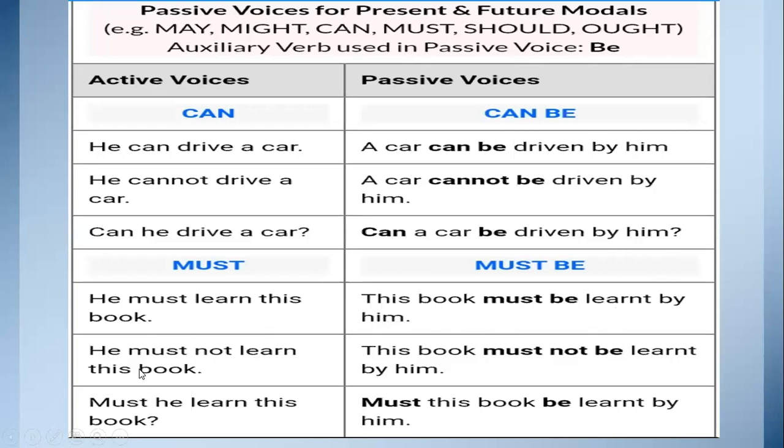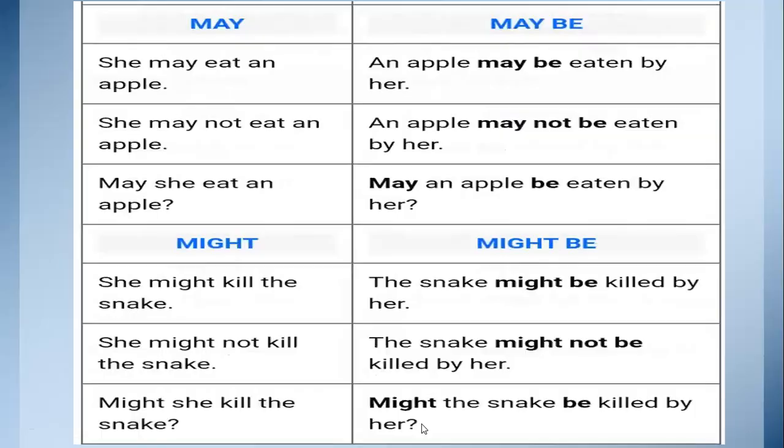He must not learn this book. This book must not be learned by him. You see, you put must not, it remains the same, and you put only a be. The auxiliary verb is only the be. Must he learn this book? Must this book be learned by him? So again, it is a be and a learned, okay, by him. Again, the format remains the same. And I forgot to put a question mark here. I guess you should put a question mark here for sure, okay?